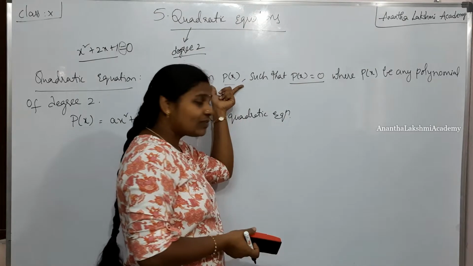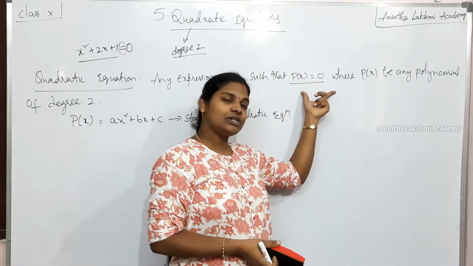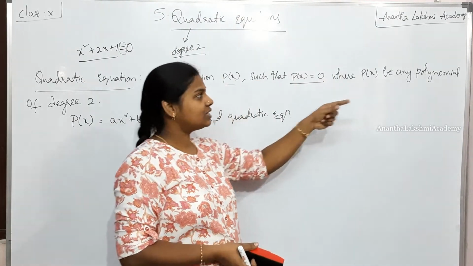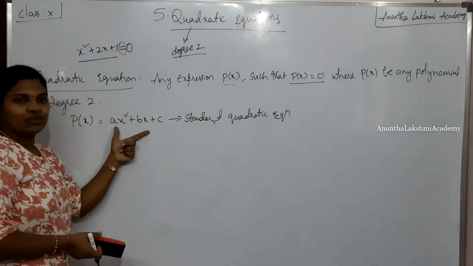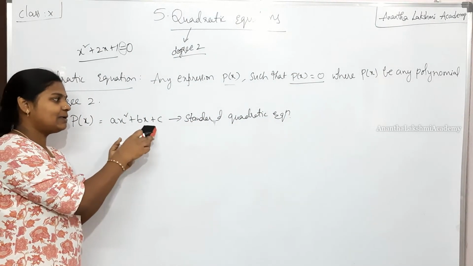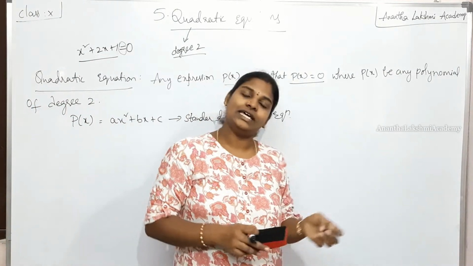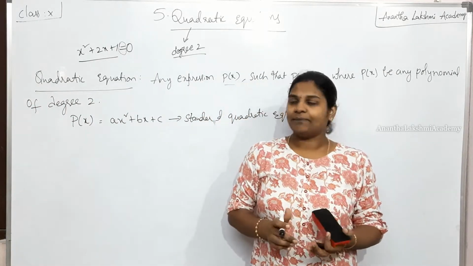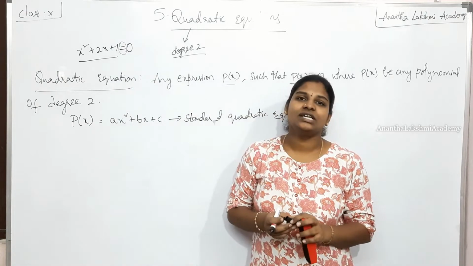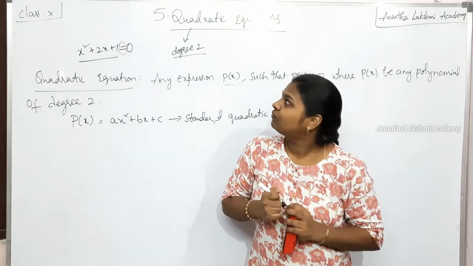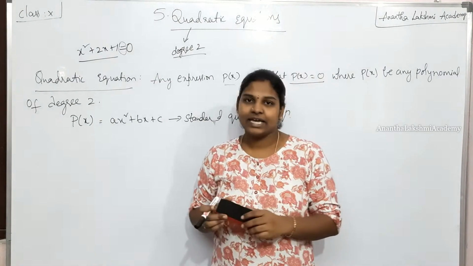When it is just p of x, it is an expression. When it is p of x equal to 0, it becomes an equation. Such that p of x be any polynomial of degree 2, which is nothing but ax square plus bx plus c, is known as a standard quadratic equation. Okay, that is about the definition. This is the introduction of the chapter quadratic equations.